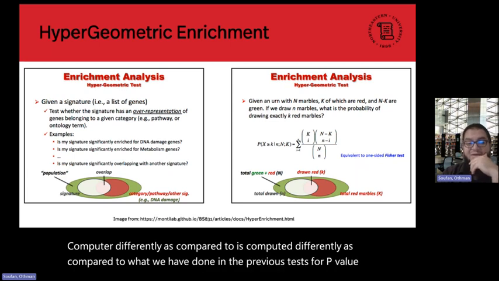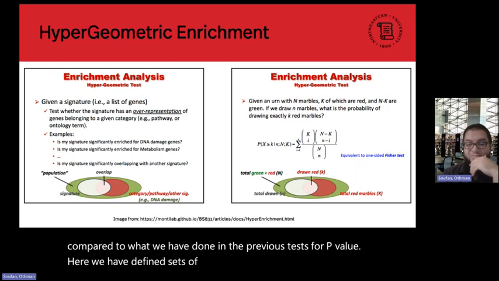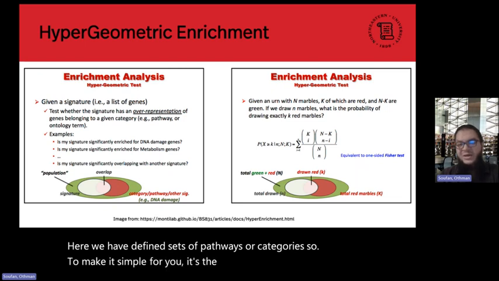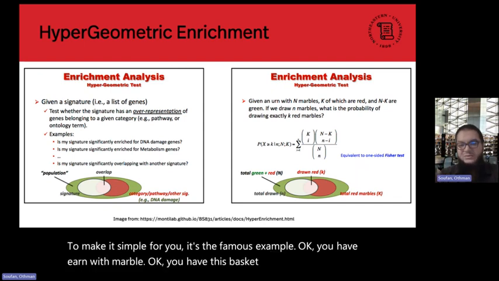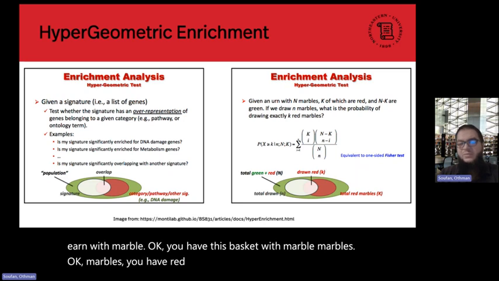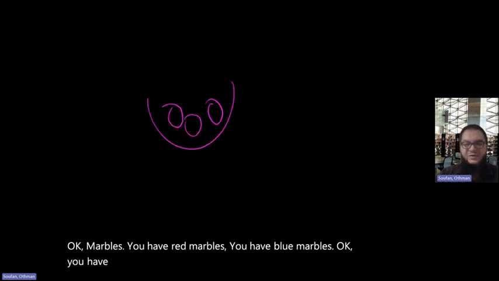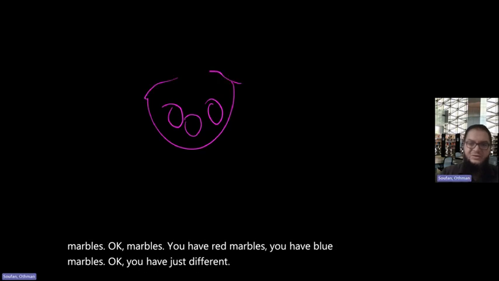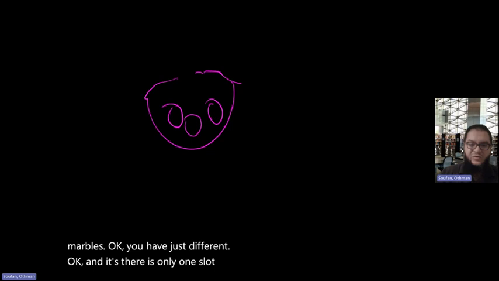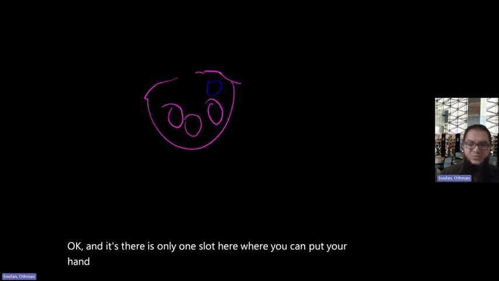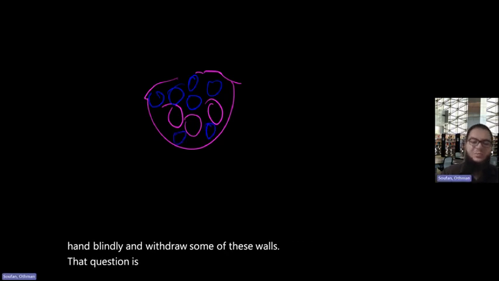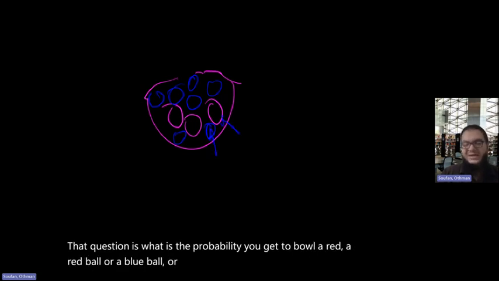Here we have defined sets of pathways or categories. So to make it simple for you, it's the famous example. You have an urn with marbles. You have this basket with marbles. You have red marbles, you have blue marbles, just different colors. And there is only one slot here where you can put your hand blindly and withdraw some of these balls. The question is, what is the probability you get a red ball, or a blue ball, or other colors? That is the question.